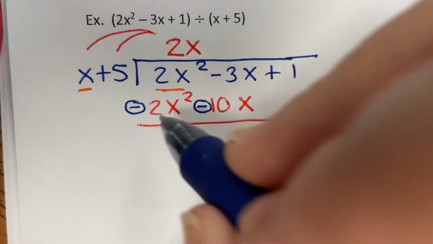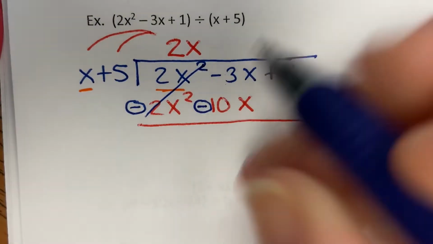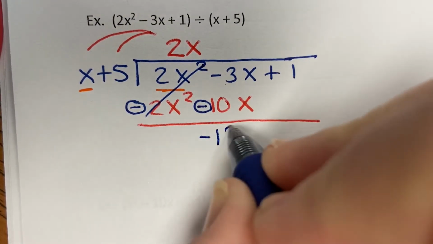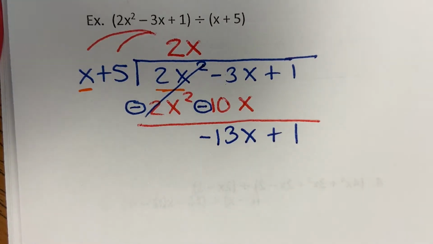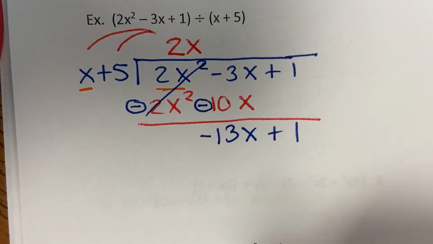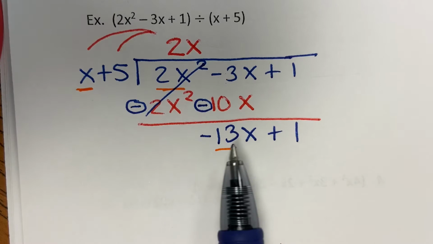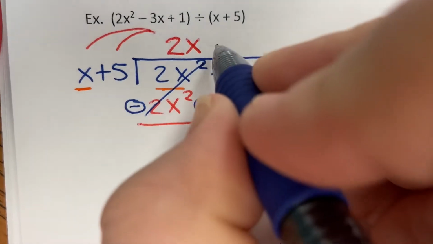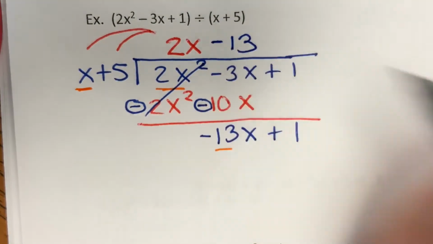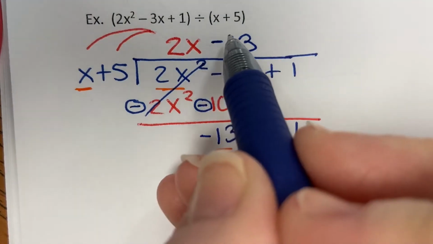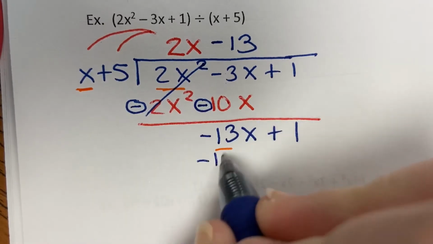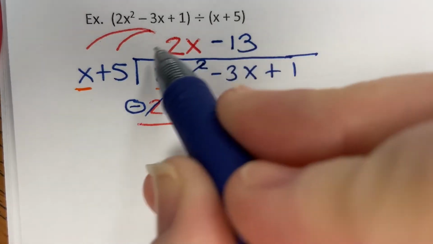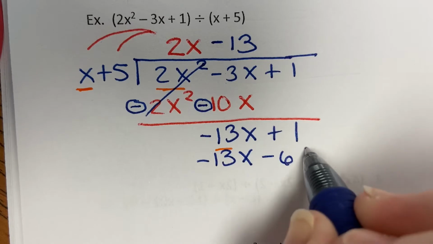So now this first term will cancel. This gives me negative 13x, and then the 1 drops down. Now I start the process over. Okay, first term. Well, what can I multiply x by to get negative 13x? And it would be negative 13. Either way, I'm distributing to both terms. So that would be negative 13x, and then this would give me negative 65.